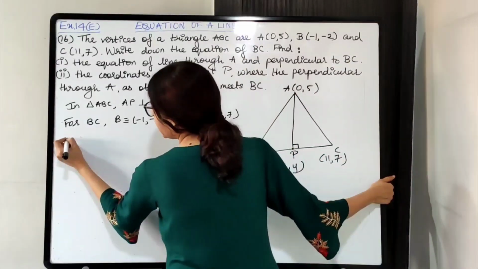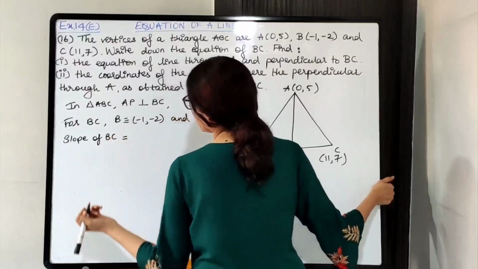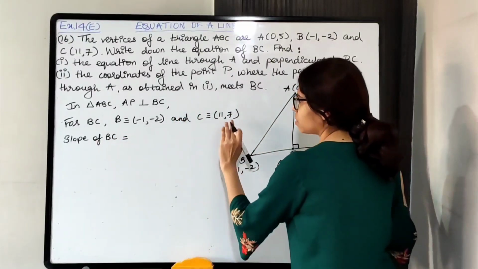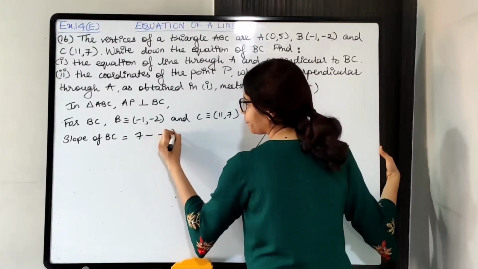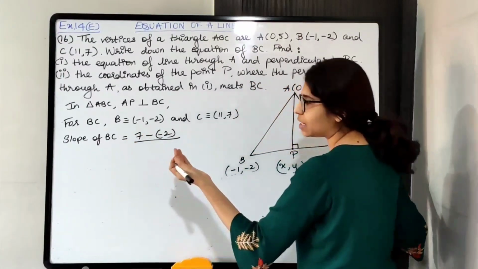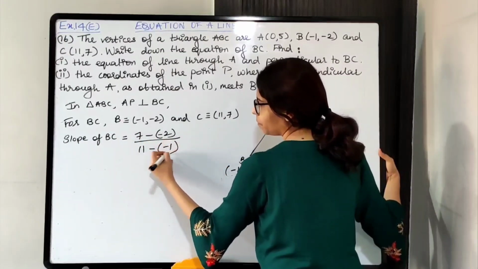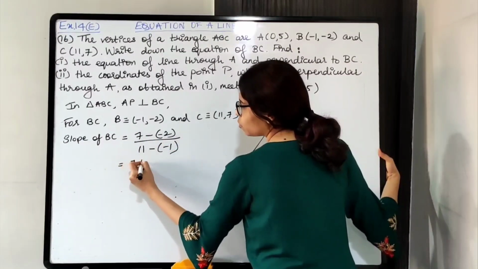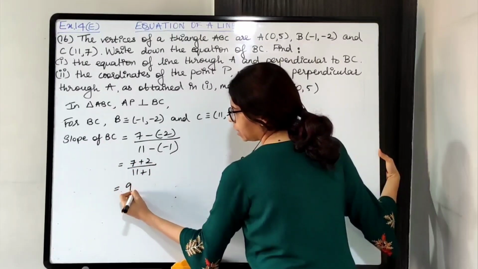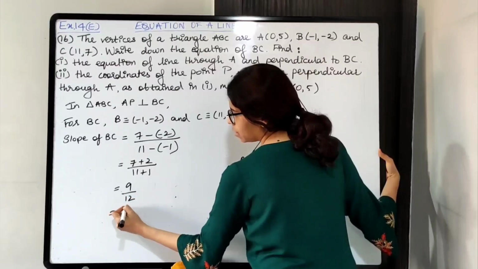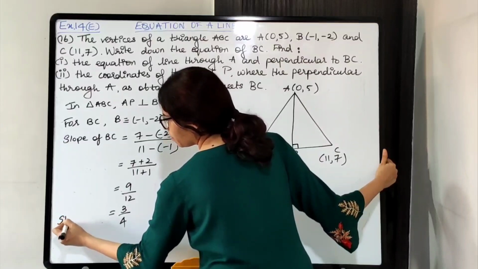Now finding the slope of BC, subtracting the y coordinates first. So 7 minus -2. Be very careful with signs. 11 minus -1. Minus minus becomes plus. Same thing in the denominator. Okay. 9/12, that is 3/4. Okay. So we got the slope of BC.